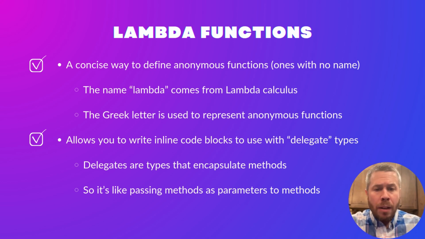Lambda functions also allow you to write inline code blocks to use with delegate types. And if you're not familiar with delegates in C#, they basically are object types that encapsulate methods. So you can think of this as a way for you to pass a method to a method.